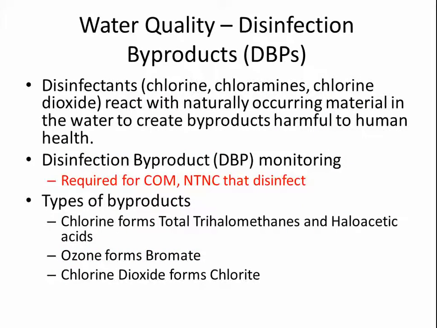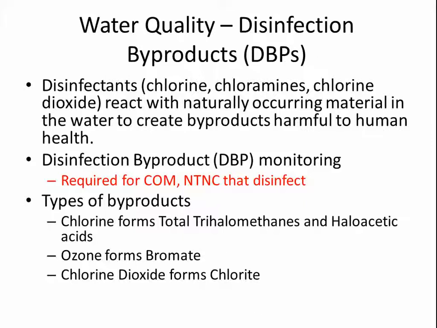So we made it to the disinfection byproducts rule. We're still sampling in the distribution system. So anytime you add a disinfectant, and here are some examples: chlorine, chloramines, chlorine dioxide. These disinfectants react with the naturally occurring materials in the water and create byproducts that are harmful to human health. So anytime a community or a non-transient non-community system is disinfecting, we require those systems to sample for the byproducts of whatever disinfectant they're using.